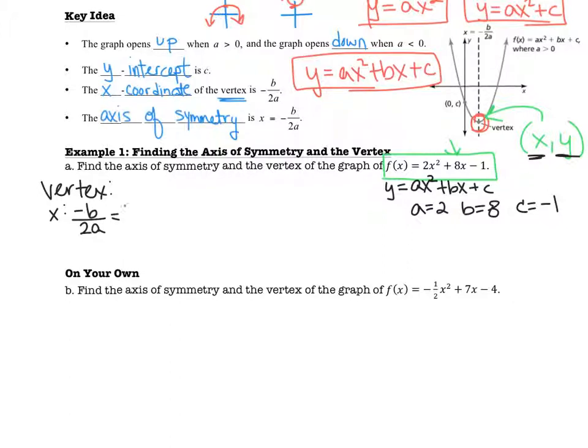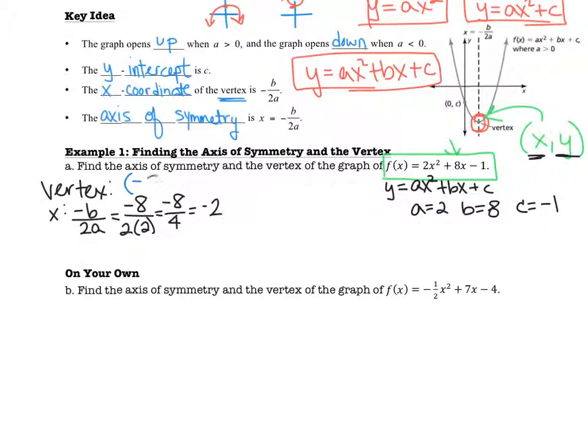So now let's plug that information into the formula. Negative b would be negative 8 over 2 times a, which is 2 times 2. So we have negative 8 over 4, that's negative 2. All right, that is the x-coordinate of your vertex.